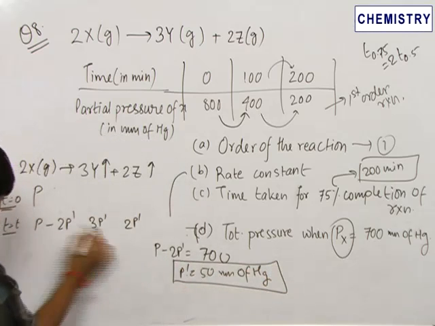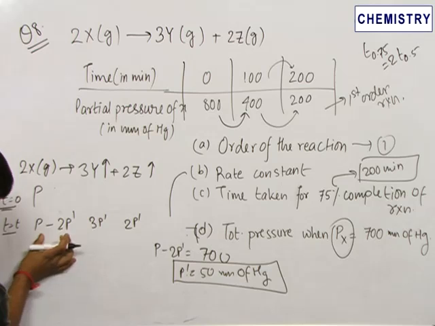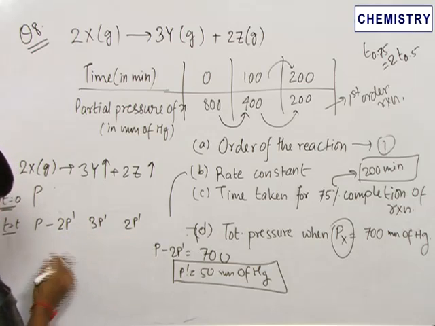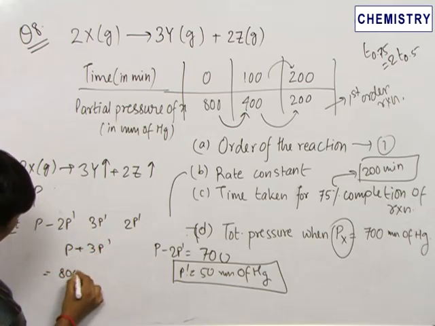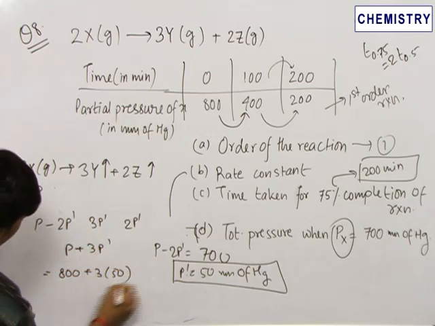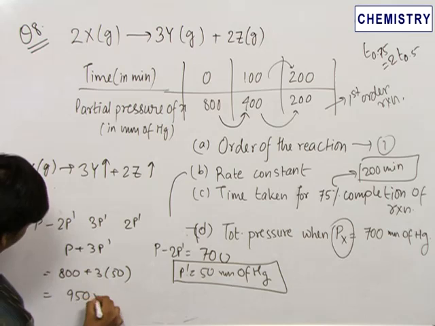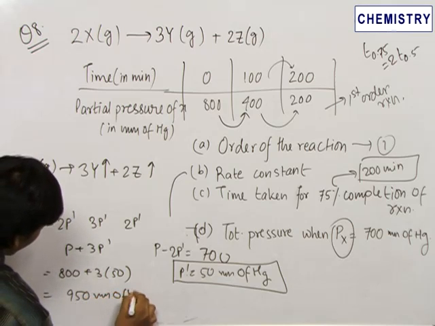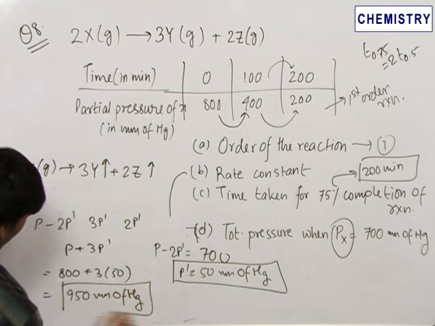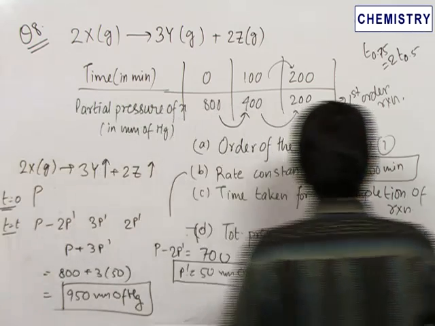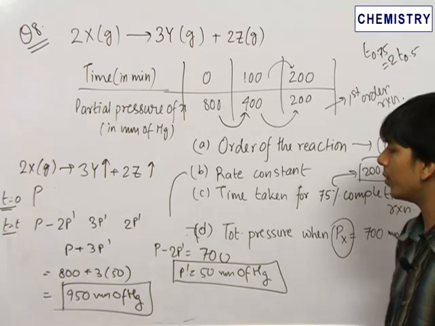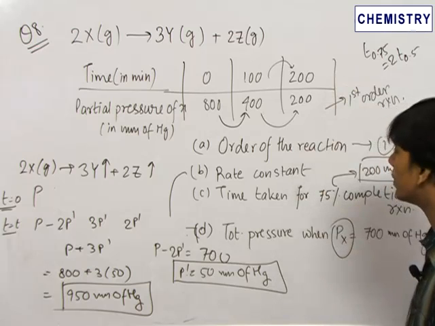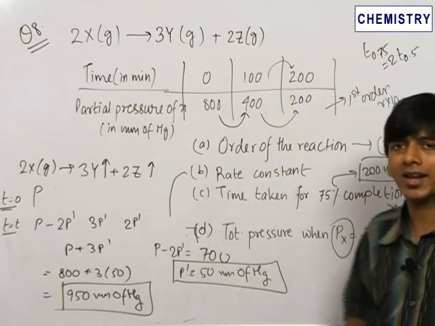Now the total pressure as we see is P minus 2P dash plus 3P dash plus 2P dash, that is equal to P plus 3P dash. This is equal to 800 plus 3 times 50, that is equal to 950 millimeters of Hg. So the final answer for the total pressure when Px is equal to 700 millimeters of Hg comes out to be 950 millimeters of Hg, and thus we get the answer for all the parts just by simply looking and analyzing the data.